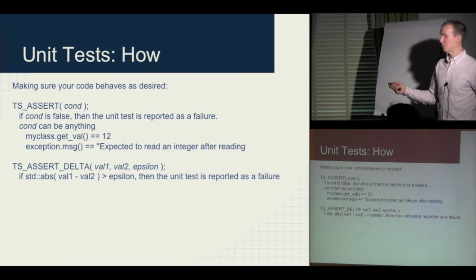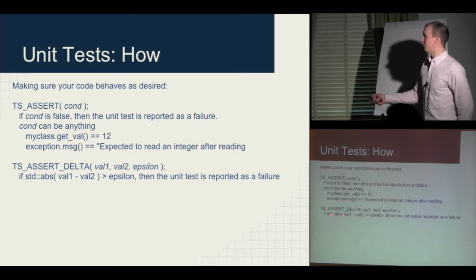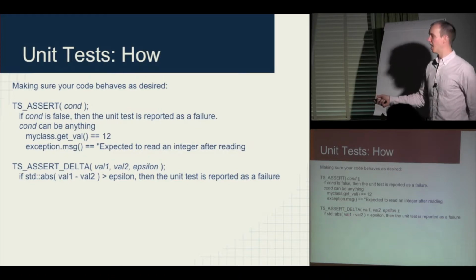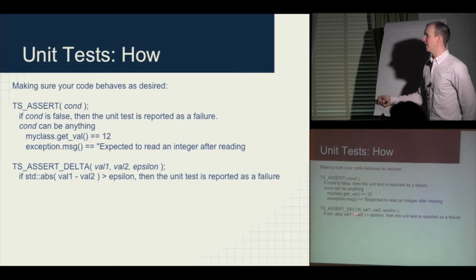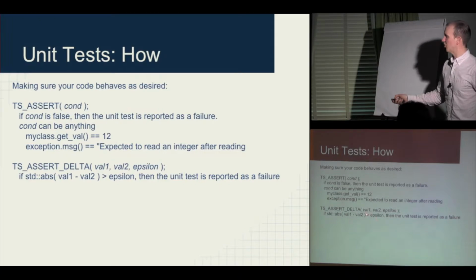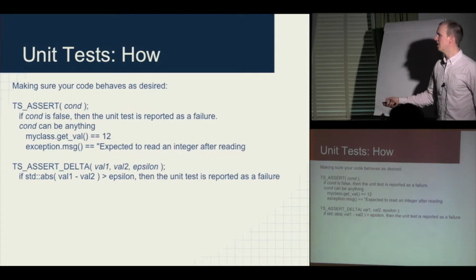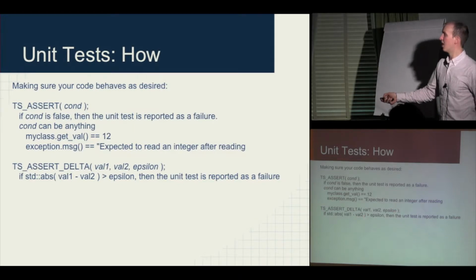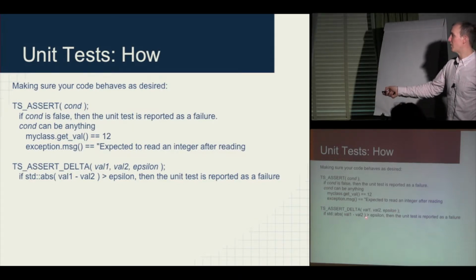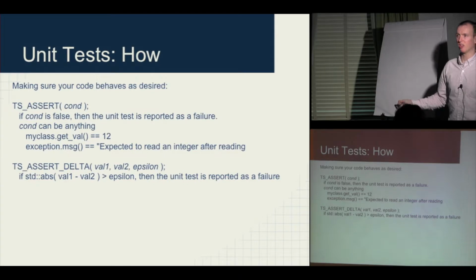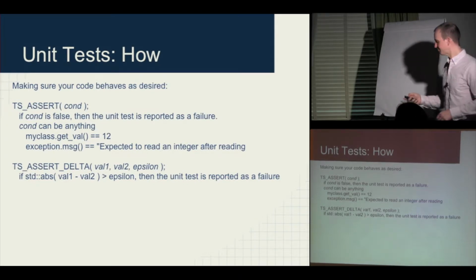So Jack hates epsilons. For instance, you've got val1 and val2. You might assert that the difference between them is greater than epsilon, which would be kind of a weird way. I'm sorry, this should be less than. So if it's greater than epsilon, then the unit test is reported as a failure. If it's less than epsilon, then it passes.